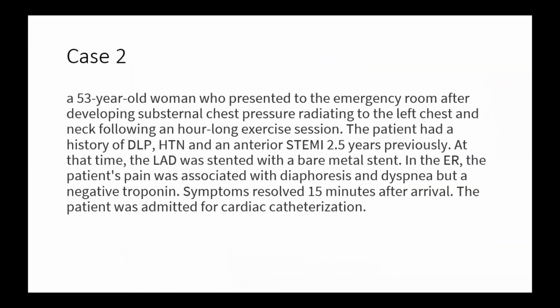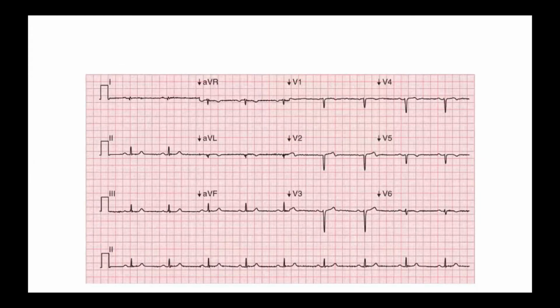Right, case number 2. This is a 53-year-old woman who presented to the emergency room with substernal chest pain radiating to the left chest and neck following an hour-long exercise session. The patient had a history of dyslipidemia, hypertension, and an anterior STEMI about 2.5 to 3 years ago, at which time the LAD was stented with a bare metal stent. In the ER, the pain was associated with diaphoresis and dyspnea, but troponin was negative, and the symptoms resolved 15 minutes after arrival. The patient was admitted for cardiac cath, and this is the ECG.